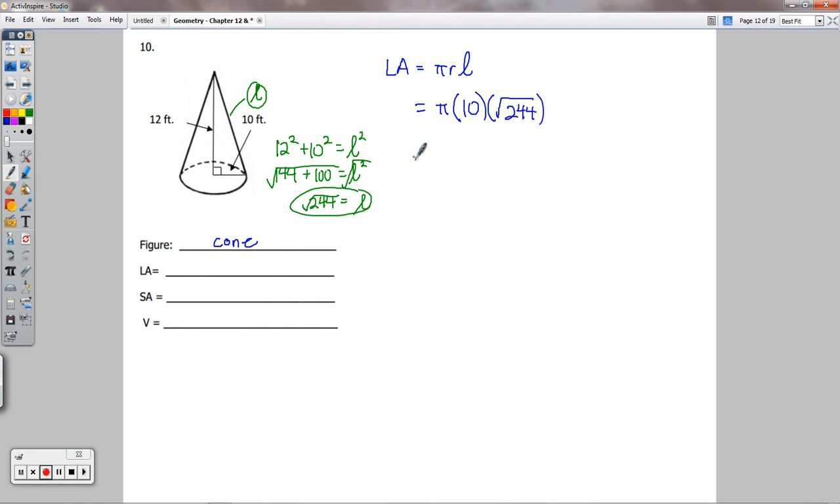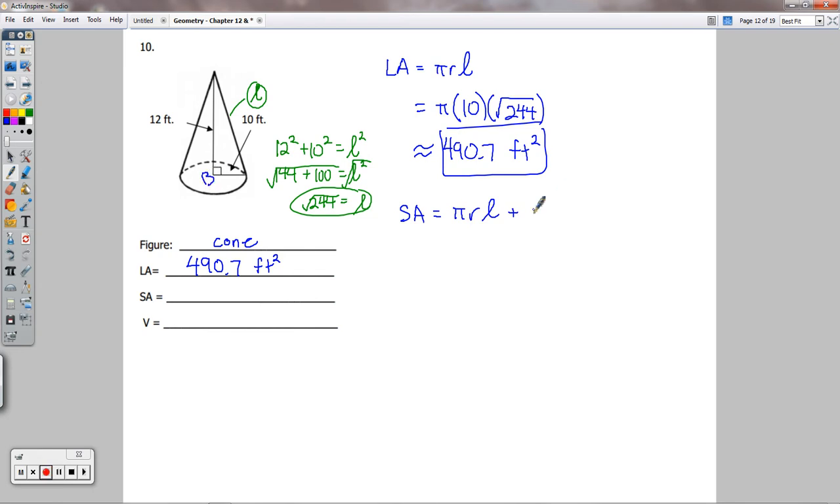So we type this into a calculator, and it looks like, let's take a moment to do that, pi times 10 times the square root of 244, and it looks like 490.7. So 490.7, that many feet squared for lateral area. 490.7 feet squared.